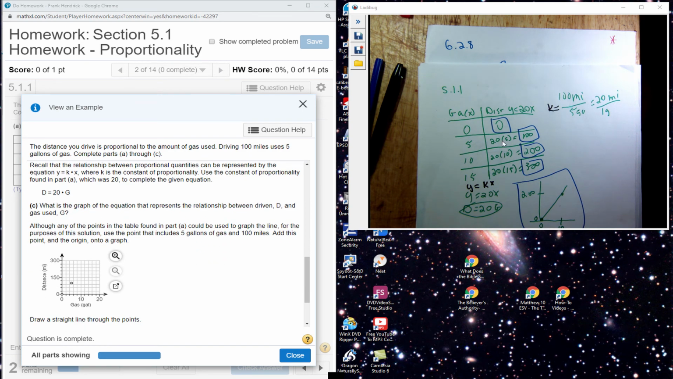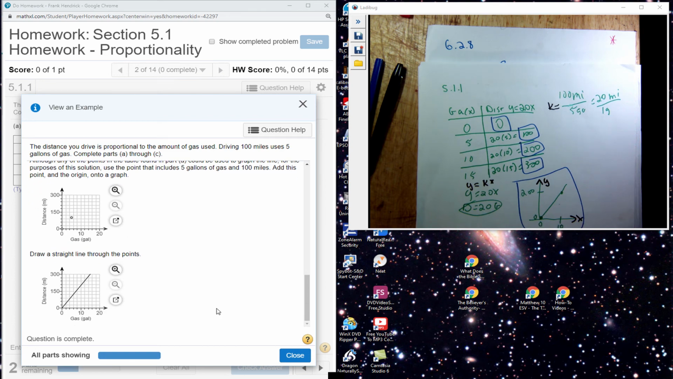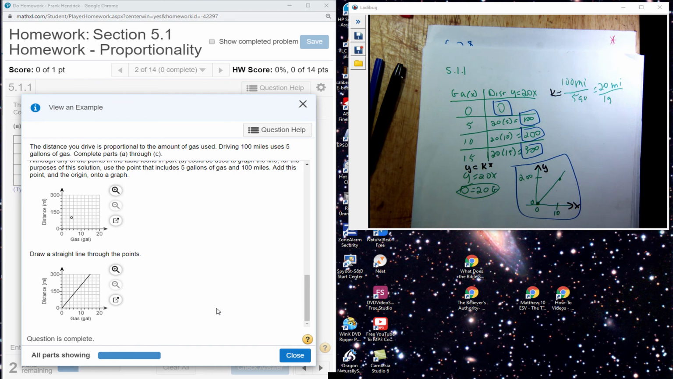So after you've generated a table here, we can graph it. We can graph the line. So we know the point 0, 0 is here, then the point when x is 10, y is 200. So you can graph the point. And that's all they ask you to do.